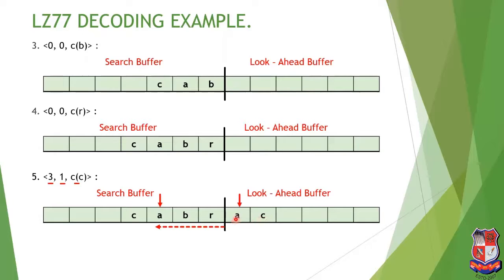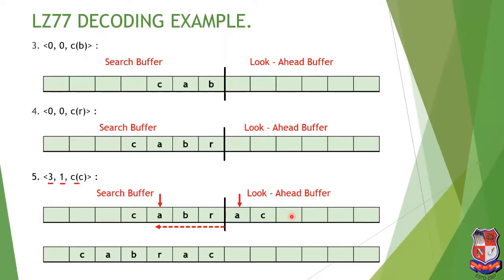Now move the symbols A and C into the search buffer, because here we use the sliding window concept, since LZ77 is also called a sliding window. So move those symbols A and C into the search buffer. After moving the symbols from the look ahead buffer to the search buffer, we get the sequence like this. Here the symbols A and C are stored.